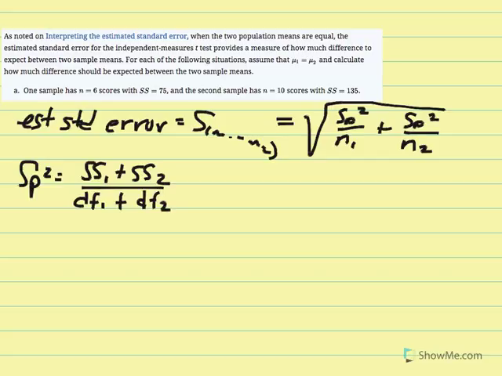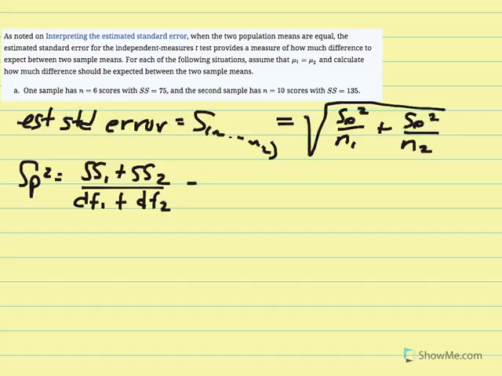I started to make the most common mistake that I make and that students also make here in the estimated standard error. Notice that the denominator is N, but when it's pooled variance, it's degrees of freedom. It's N minus 1. So I just want to warn you that I make that mistake. You may also make the mistake. I see students make the mistake often. So just make sure that pooled variance is always using degrees of freedom and not the sample size.